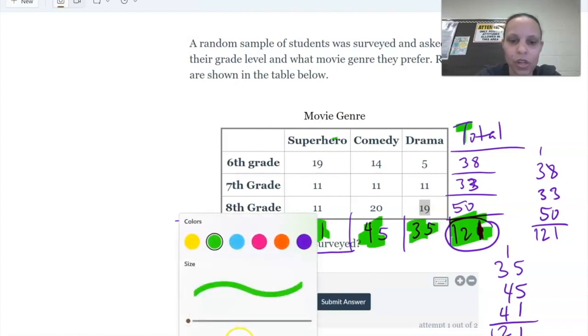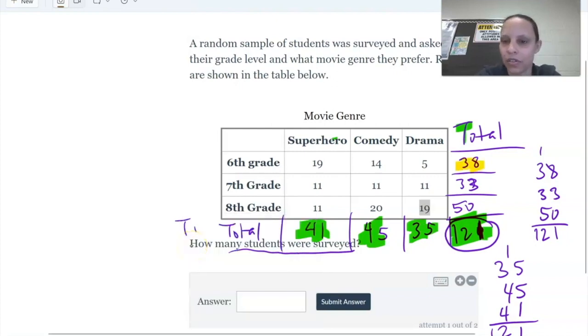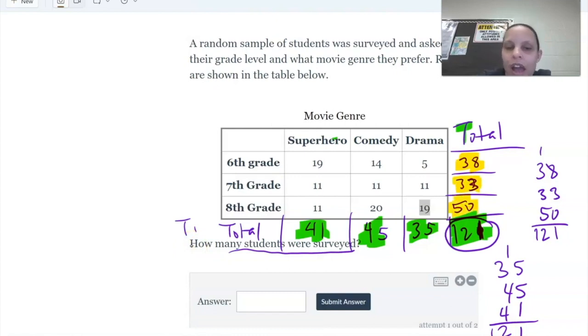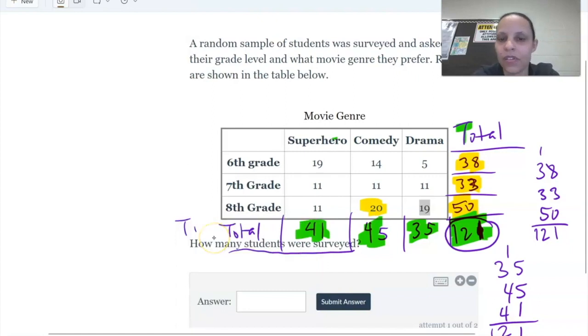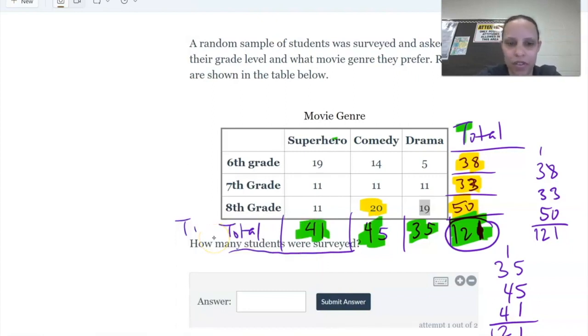How many total sixth graders are there? 38. How many seventh graders are there? 33. How many eighth graders are there? 50. Okay. How many eighth graders like comedy? 20. How many seventh graders like drama? Seventh graders, drama, 11. How many eighth graders like superhero movies?